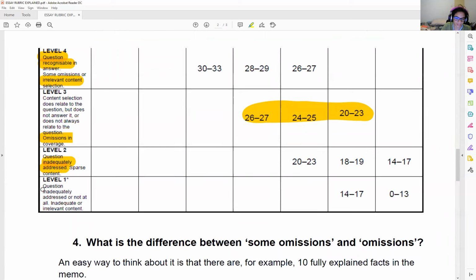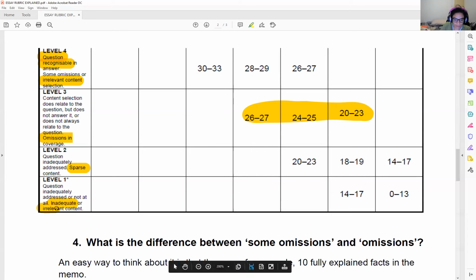So here's another part where I also get stuck, because the differences between level 2 and level 1 are so slight. It's really difficult to say whether something is a level 2 or a level 1, because both of them are question inadequately addressed. The kicker comes in with this word here. I'll show you now. Let me just delete this stuff. In a level 2, it's called sparse content, and in a level 1, it's called inadequate content. Sparse content means you've got something there that I can maybe give you a mark for. You've got enough of something there that I can find some marks for you. That would be sparse content. But inadequate content means you've literally got like one fact, and there's nothing I can find in the rest of the essay to help you, okay?